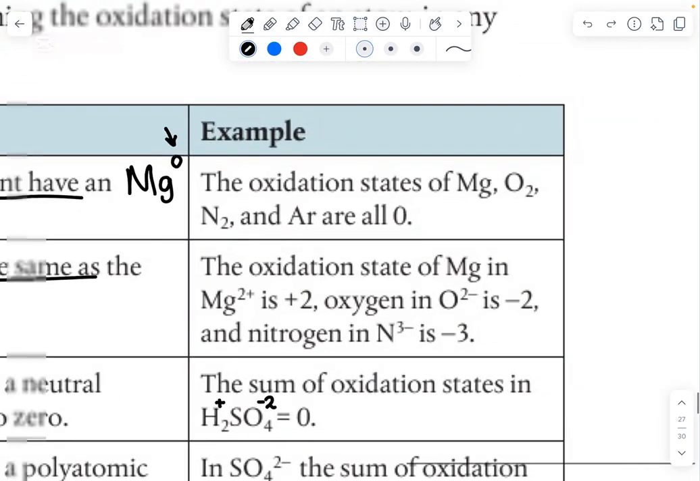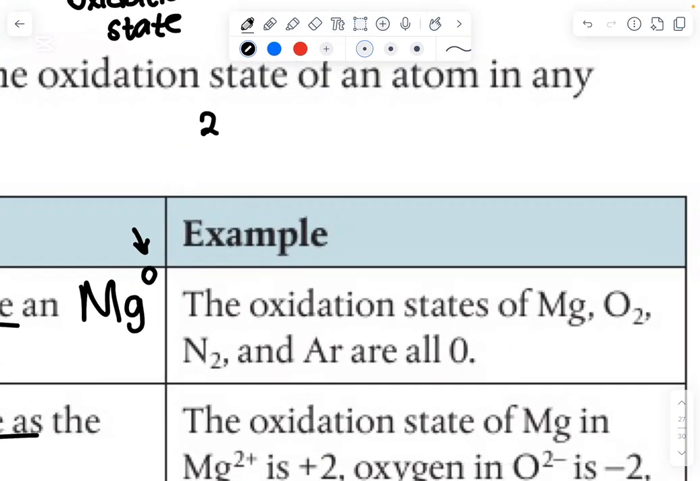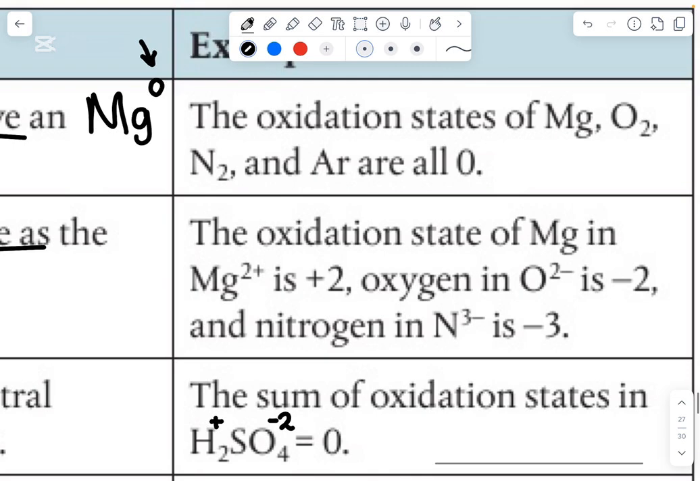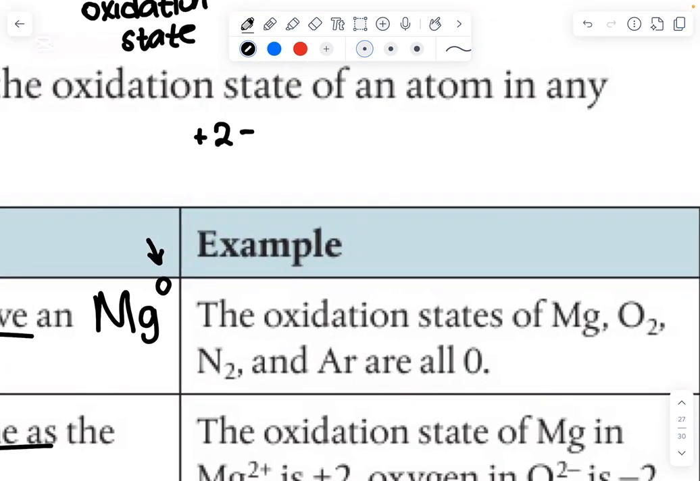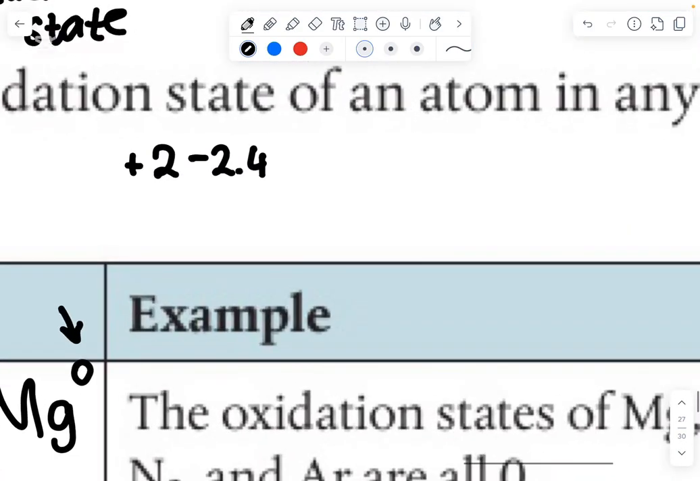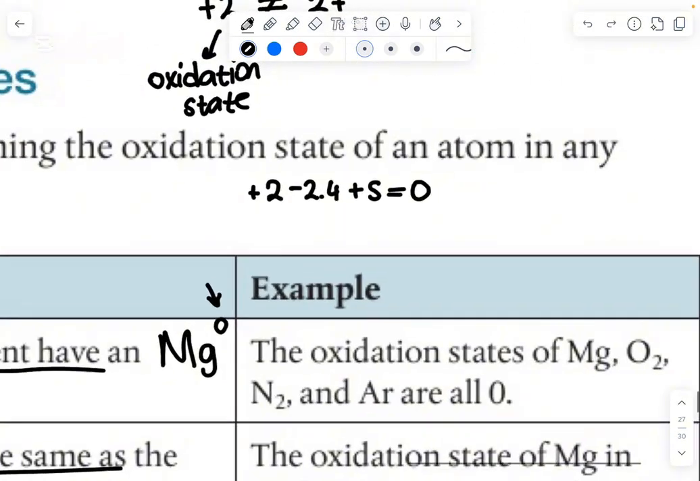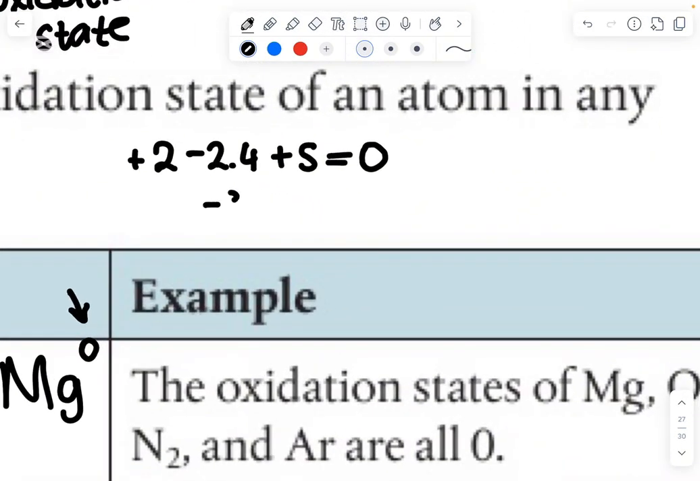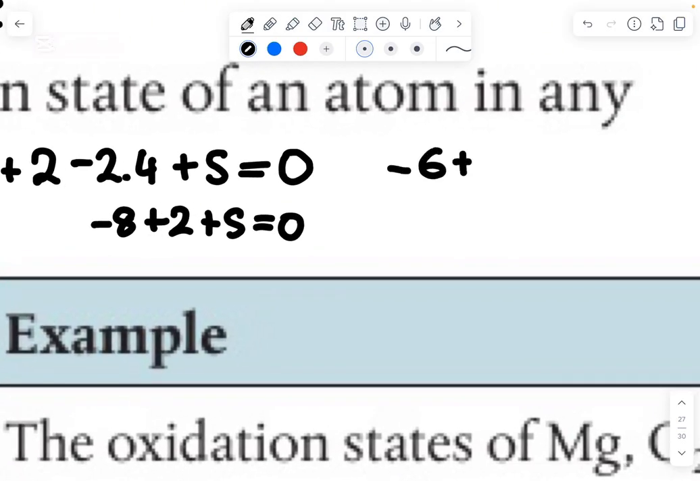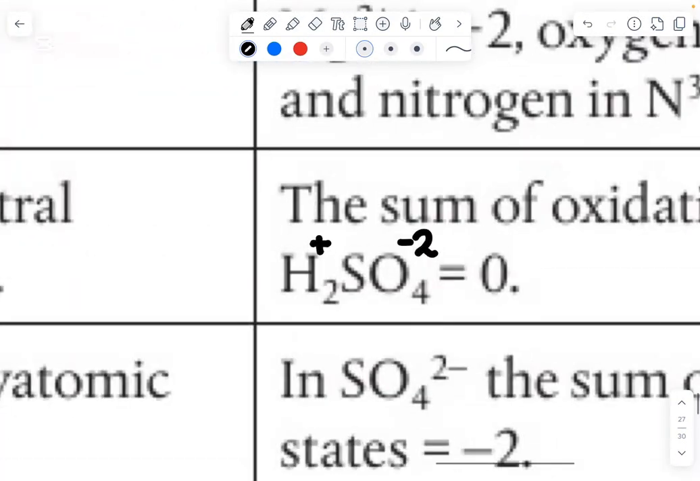Let's see. We have 2 hydrogens, so it's going to be +2, and then we have 4 oxygens, so that's going to be -2 times 4, and we have 1 sulfur, so we add S, which must be equal to 0, based on our rule. It must add up to 0. So this is going to be -8 plus 2 plus S equals 0, which means -6 plus S equals 0, which means if we add 6 to both sides, S is going to be +6. So sulfur is going to be +6.